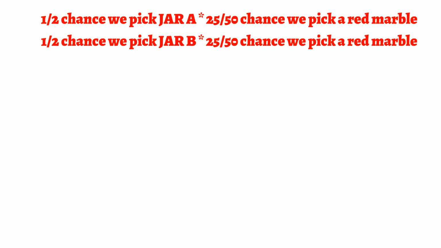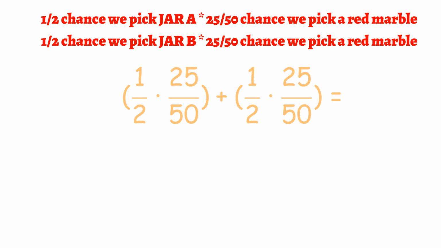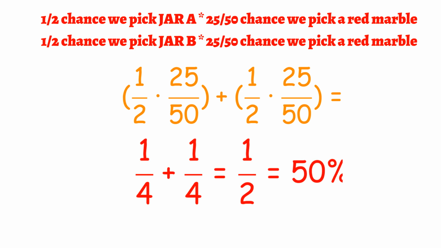We multiply these two probabilities. Once again, there's a 1/2 chance that we pick jar 2, and a 25 out of 50 or 1/2 chance we'll pick a red marble from that jar. Once again, we multiply these two probabilities. We get 1/2 times 25 over 50 plus 1/2 times 25 over 50. This simplifies to 1/4 plus 1/4, which is equal to 1/2, or 50%.